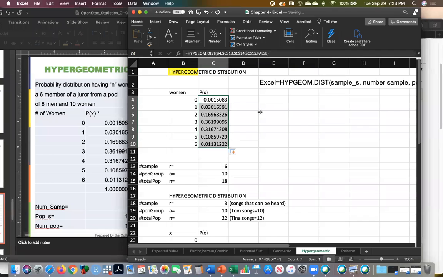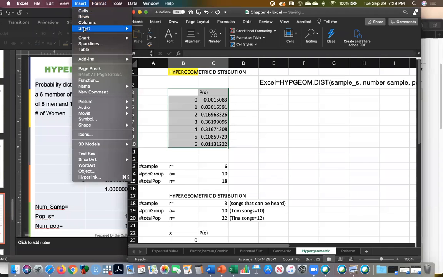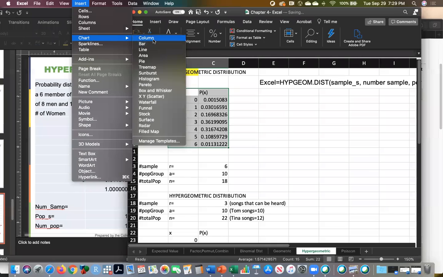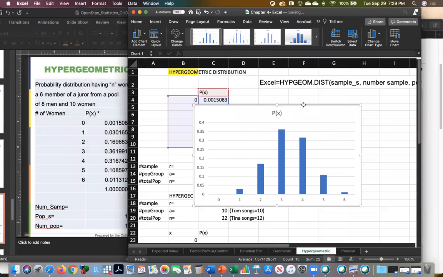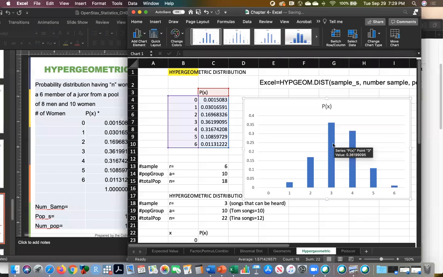So here, we can grab this. Basically the question might be, what is the probability that we have 3 women in the group? Well, 36%. Probably an all-woman team is not very likely, right? Not very likely. I can graph this and find the underlying distribution. So that's my hypergeometric distribution.